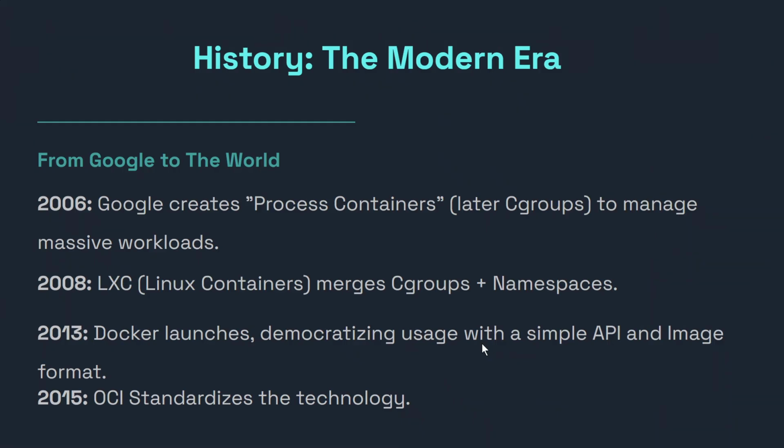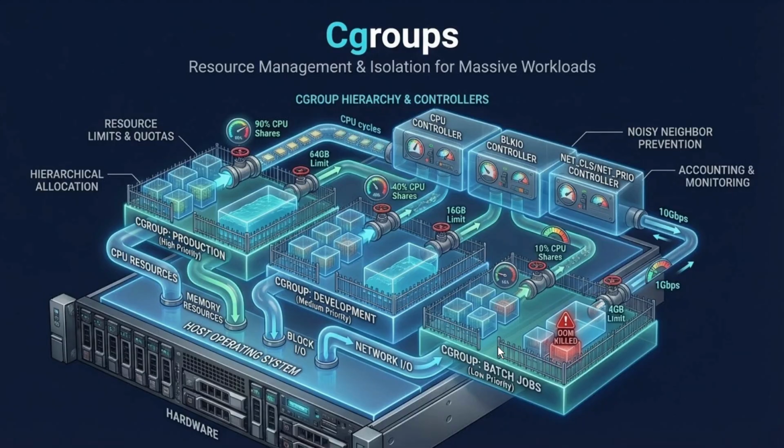Now, let's take a look at the modern era. In 2006, Google created Cgroups to manage their massive workloads. This mainly allowed them to track and monitor the resource utilization by their containers. Each group had a hard resource limit. Along with that, it also became possible to monitor usage of resources.